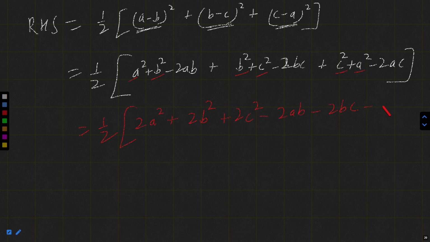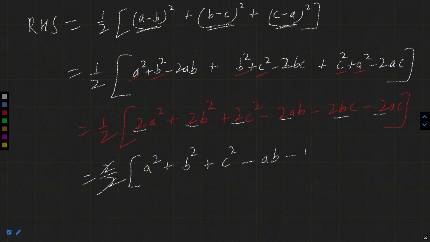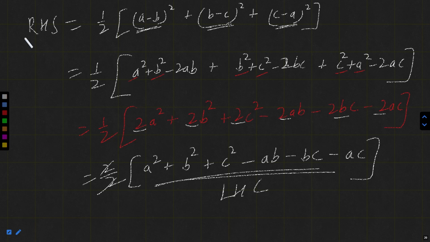If you see, I can take 2 common out of each term. So 2 common out from here, here, here, here and here, and by taking common, the 2 gets cancelled. Inside the bracket the terms that remain are just a square plus b square plus c square minus ab minus bc and minus ac. So this was our left hand side. So we started from right hand side and got to left hand side. So this means we proved our question. I hope the proof is clear.